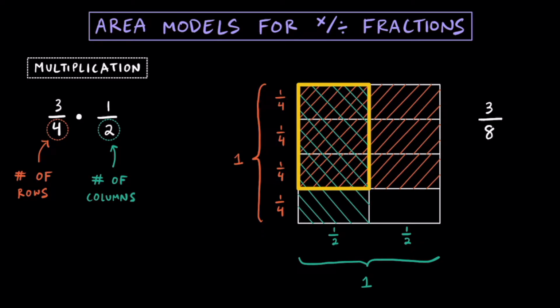And of course, you can always check this by multiplying the numerators to get 3 on top, and the denominators together to get 8 on bottom. While the act of multiplying fractions is pretty straightforward, the area model takes a little bit more work and a little deeper understanding of how fractions work.